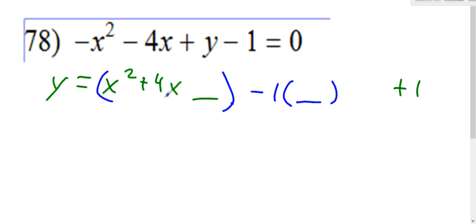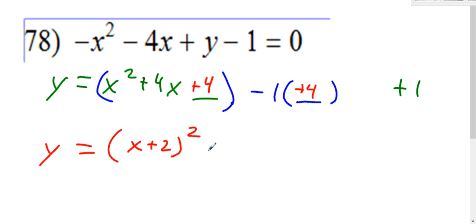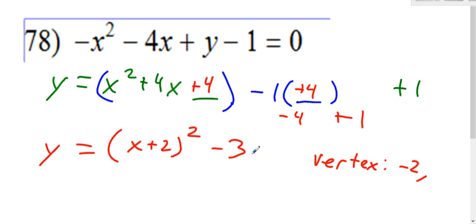Now we complete the square. 2 squared is 4. We're going to add 4 and add 4. So this is a perfect square, x plus 2 squared. Now this is -4 plus 1, which is -3. So we get our vertex of h, k, h is with the x, so -2, -3.